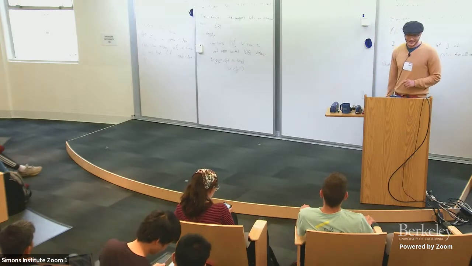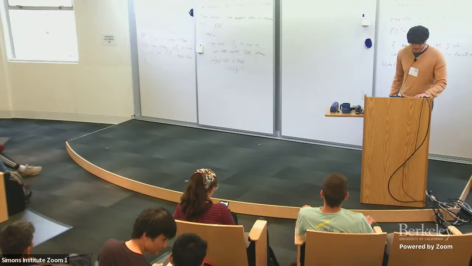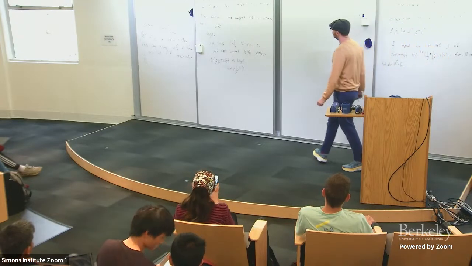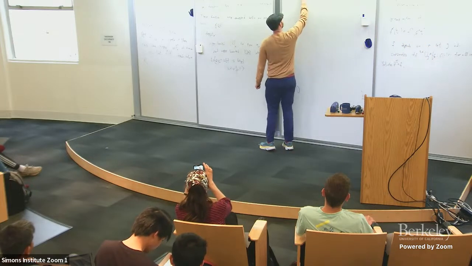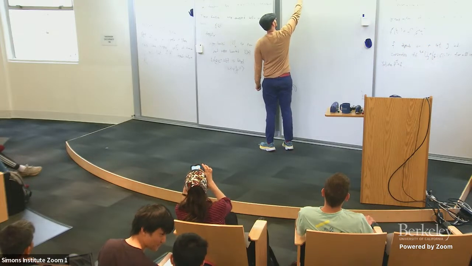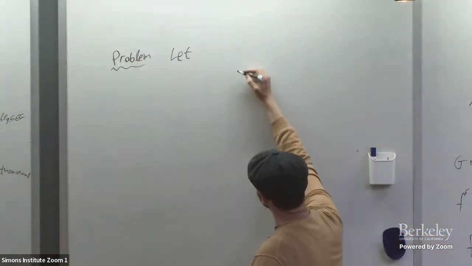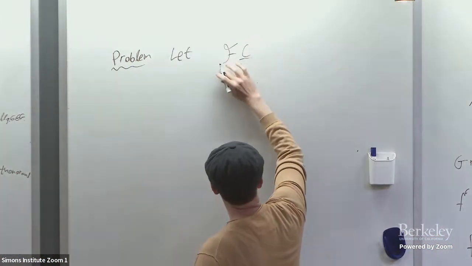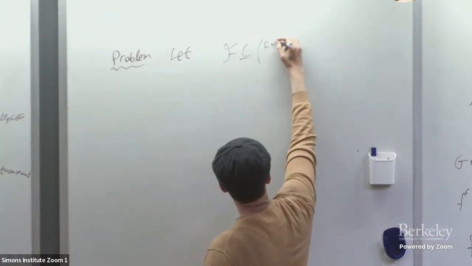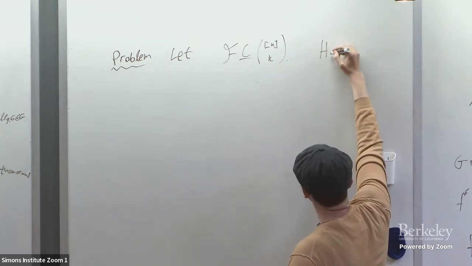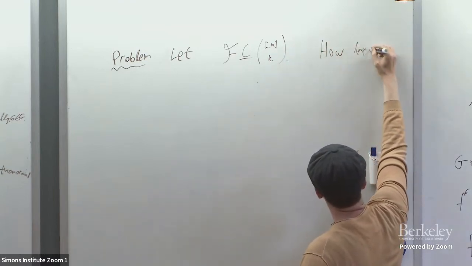Okay, so let's talk about extremal combinatorics. And so we have the following problem. We have a family of sets. The question is how large can it be.